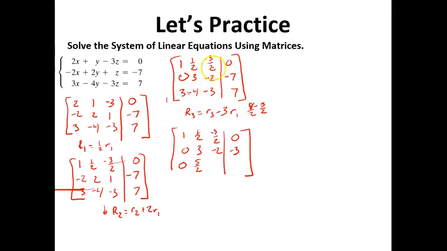-3 minus 3 of this, it's like -3 plus 9 halves. So -3 times this would be 9 halves. This is like -6 halves. So we're going to get 3 halves. And then 7 minus 3 of this is going to remain 7.